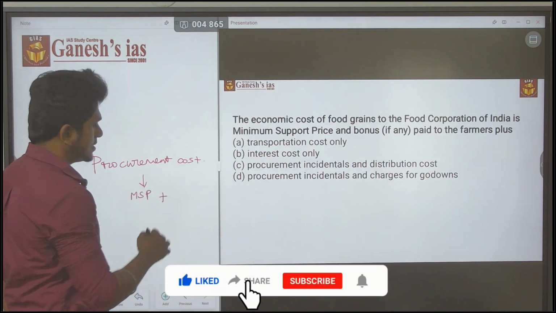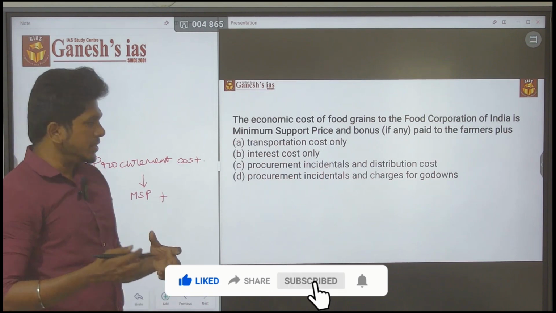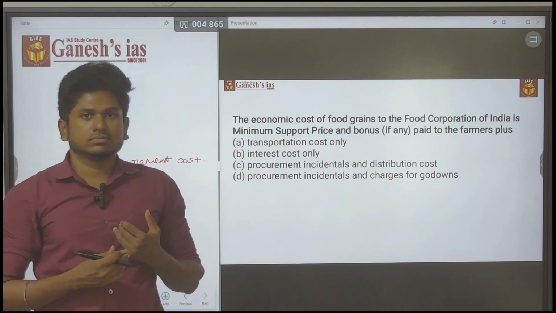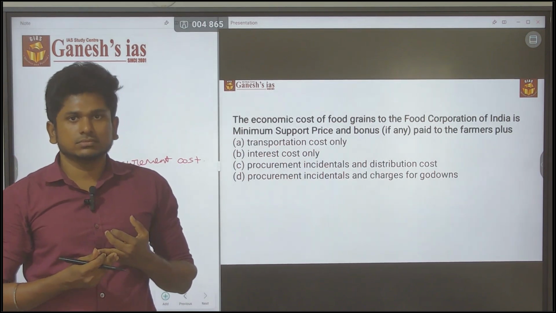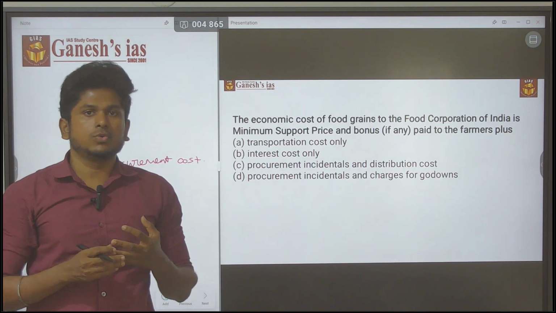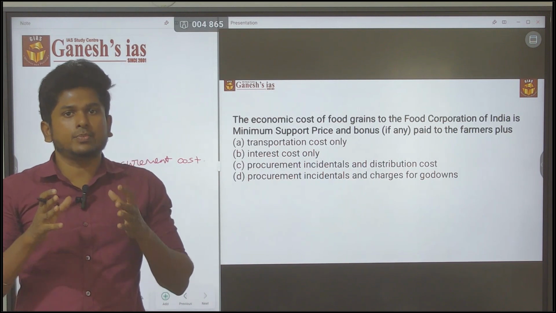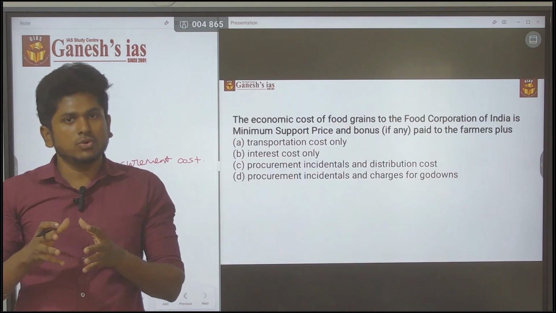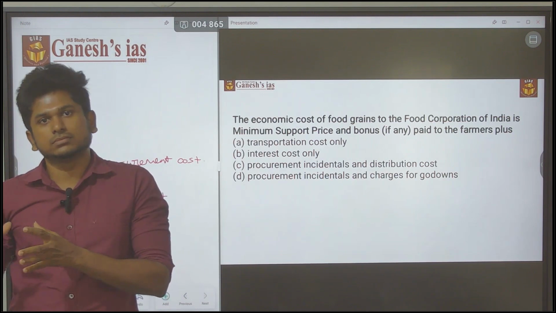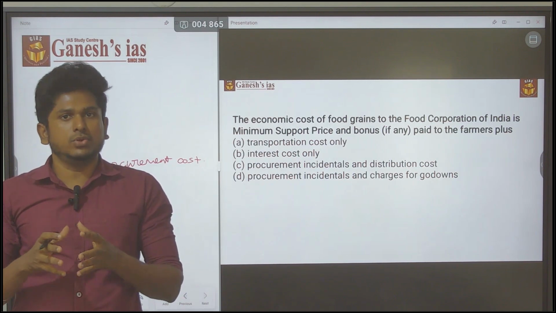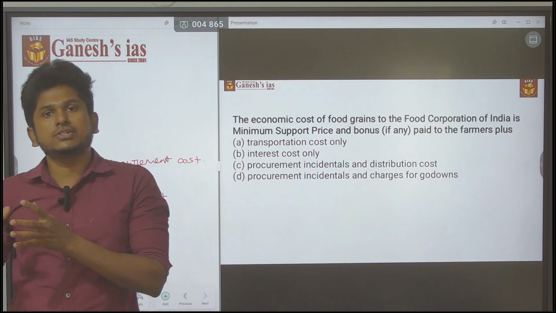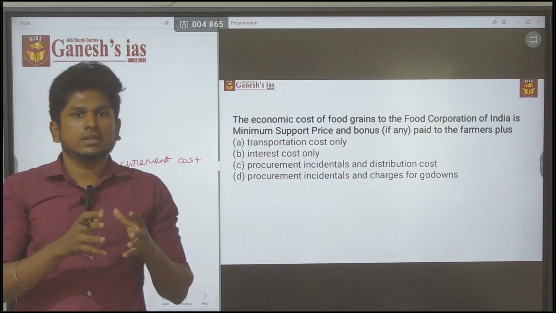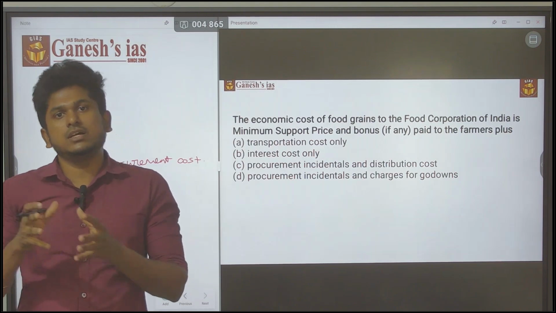MSP plus the procurement cost, which means they have to transport it and store it. After which they have to send all the procured produce to the state governments. There will be godowns for the state government, and they have to send it there. The state government will then sell it in the PDS shop or ration shop, the public distribution system.